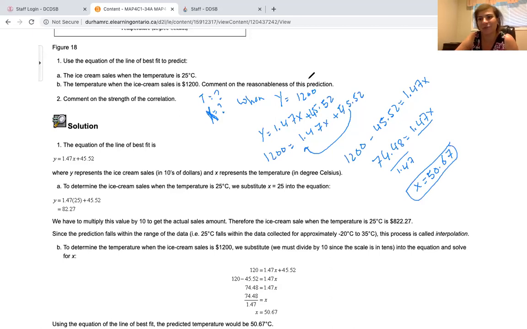What I missed, and the mistake that I made, is that instead of having 1,200, you have to divide it by 10, because remember that your y values are multiplied by 10. So basically my answer here should be, the y should be 120. I apologize for that. So this is telling you that the x value is 50.67, which means the temperature for a sale of $1,200 should be 50.67 degrees. Okay.